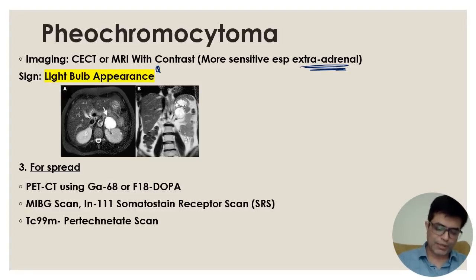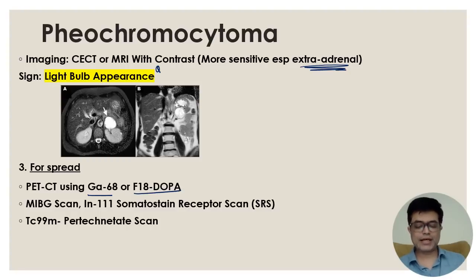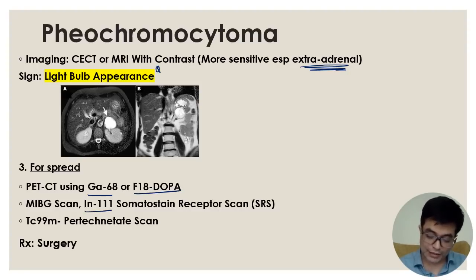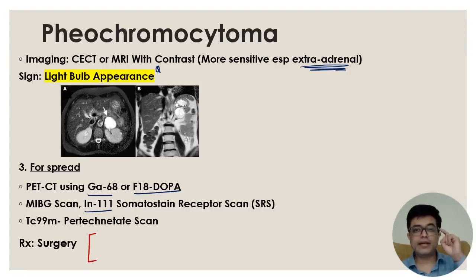And for checking the spread in suspected metastatic tumors, you can do a PET scan using gallium-68 or F18 DOPA. You can do an MIBG scan, or you can do a somatostatin receptor scan using indium-111, and finally you can do a technetium-99m pertechnetate scan as well. And treatment in the patient is always surgery, but anything important in surgery? The mortality is increased during operation if you do not give alpha and beta blockers.